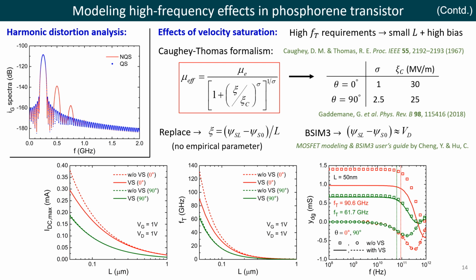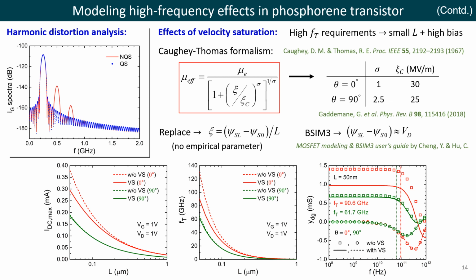Here we have modeled the effects of velocity saturation by calibrating the famous Caughey-Thomas equation against the reported velocity saturation data for phosphorene by Gaddemane et al. Here mu effective is the field dependent mobility, xi is the lateral electric field, xi c is the critical electric field for velocity saturation, and sigma is a fitting parameter. To be noted that xi c and sigma are material specific parameters.